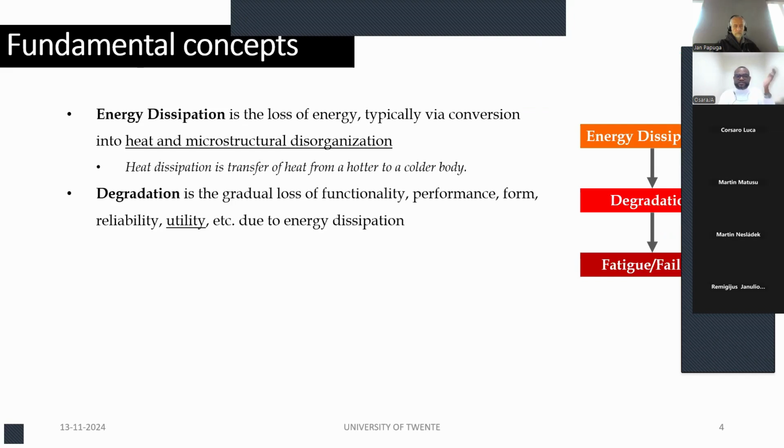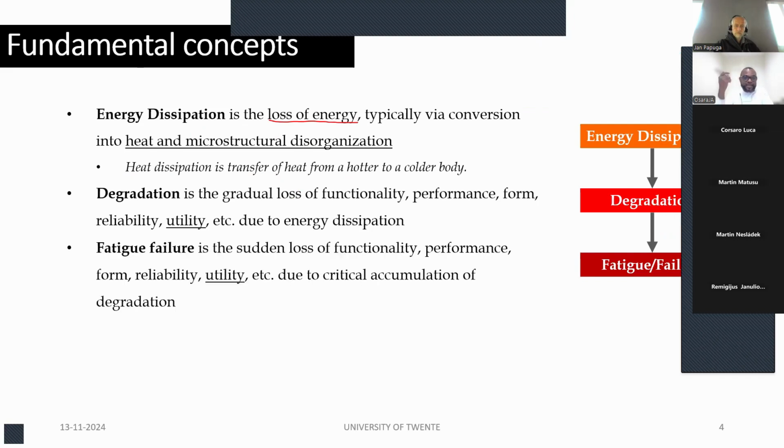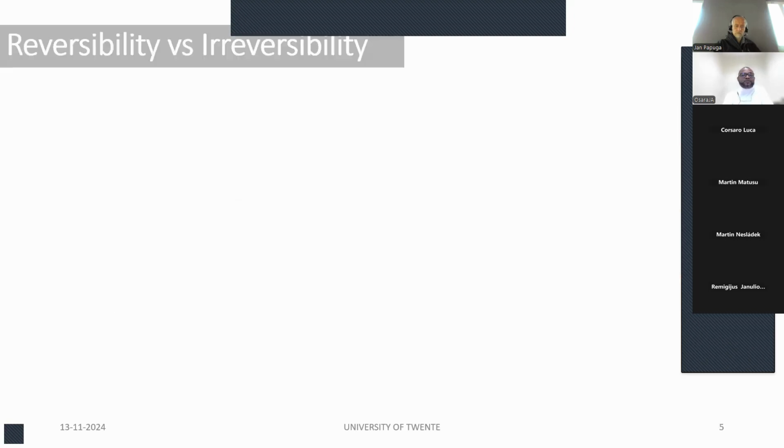Our more definitions here is the concept of energy dissipation. You really will want to think about every time you have energy conversion or transfer, there is always loss of energy accompanying it. Okay, this energy dissipation is not to be confused with heat dissipation, which just refers to heat leaving a hotter body to a colder body. And generally, the energy dissipation leads to degradation of the system, as we have seen from data and experience. And continuous degradation is going to result in a sudden loss of functionality, which we would call fatigue failure.